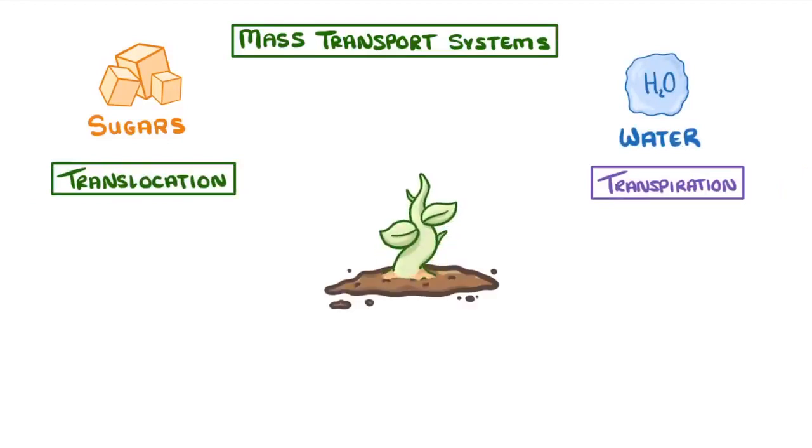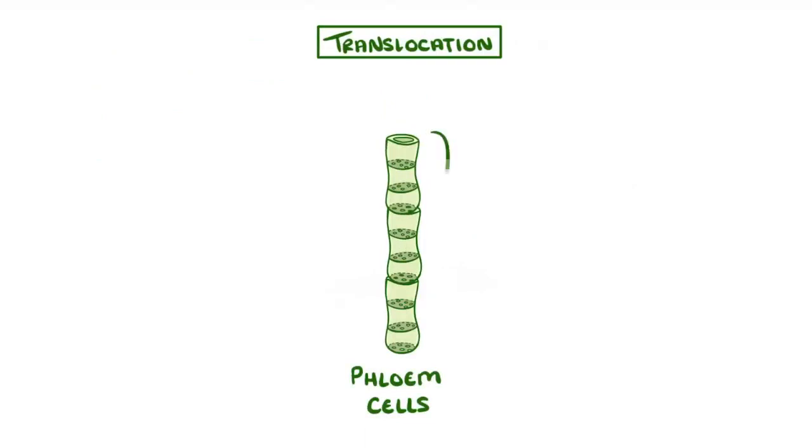Plants make their own sugars through photosynthesis, but all of this photosynthesis happens in the leaves. So in order to share these sugars with the rest of the plant, so that they can be used for energy, they have to be transported somehow. This process is known as translocation, and it's mainly achieved by phloem cells, which are arranged end to end to form long columns that we call phloem tubes.